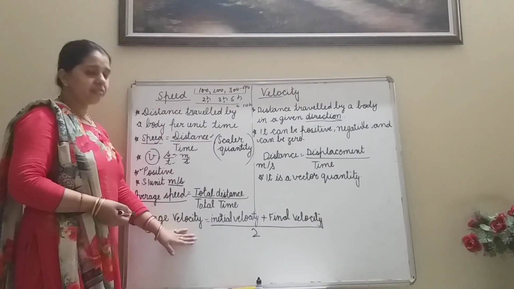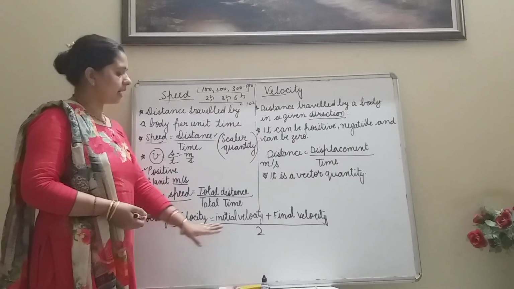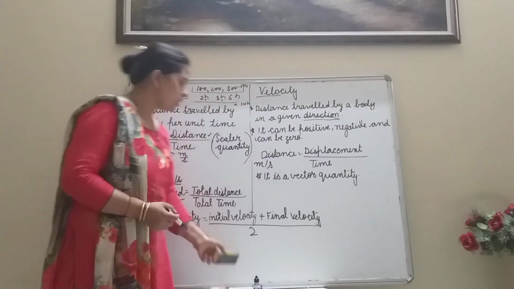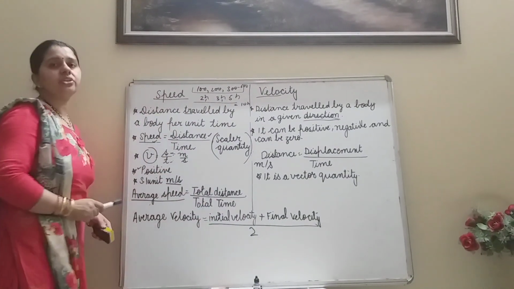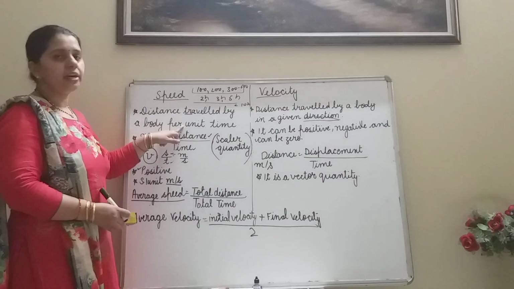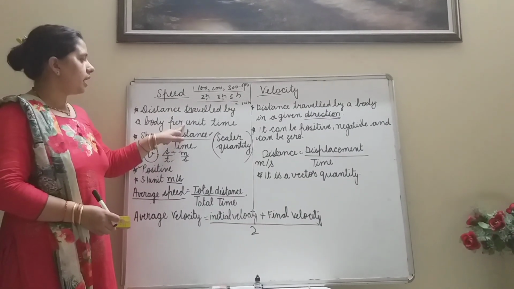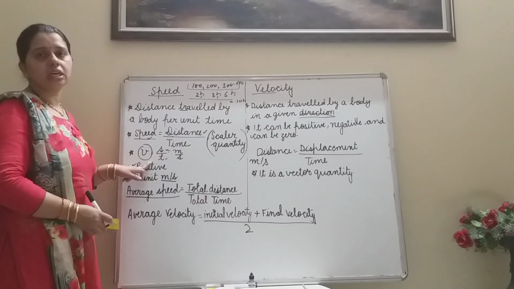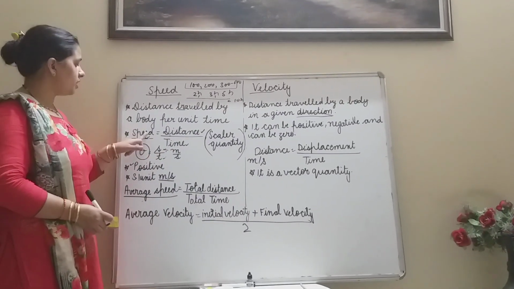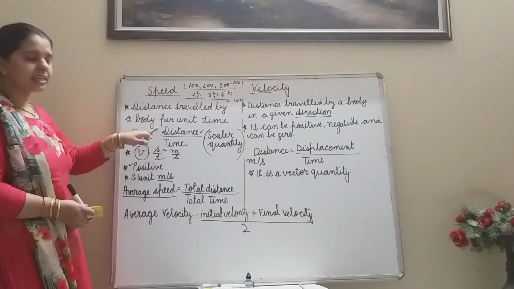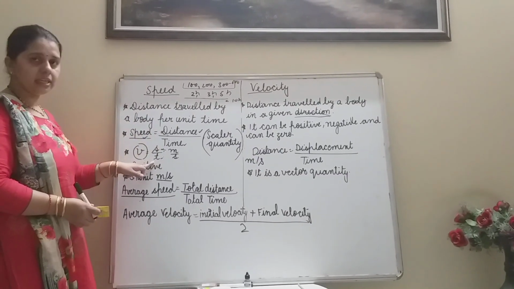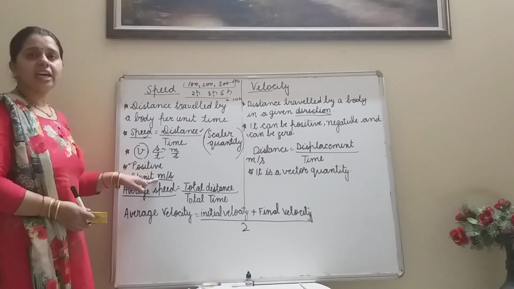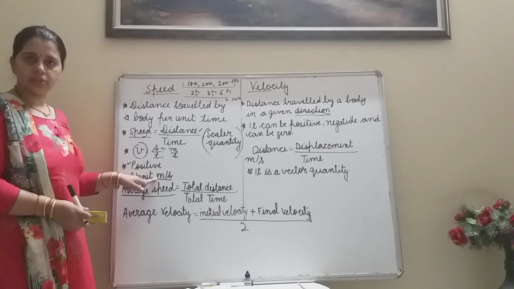And average velocity, how can we calculate? By initial velocity plus final velocity, divided by 2. So what is speed? Distance travelled by a body per unit time, and it is a scalar quantity. The formula is v equals s by t. We denote speed by v, distance by s, and time by t. So it is always positive, and its SI unit is meter per second.